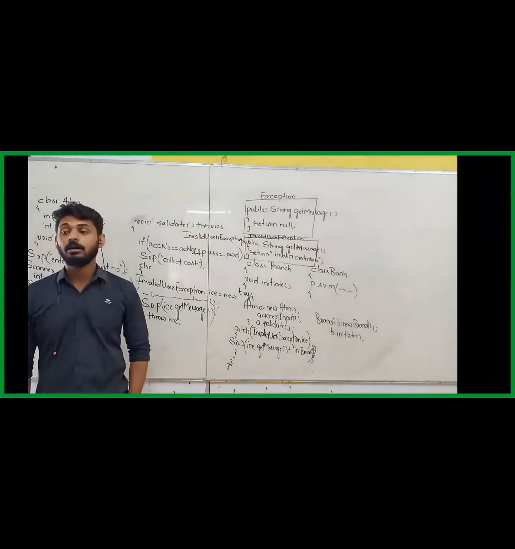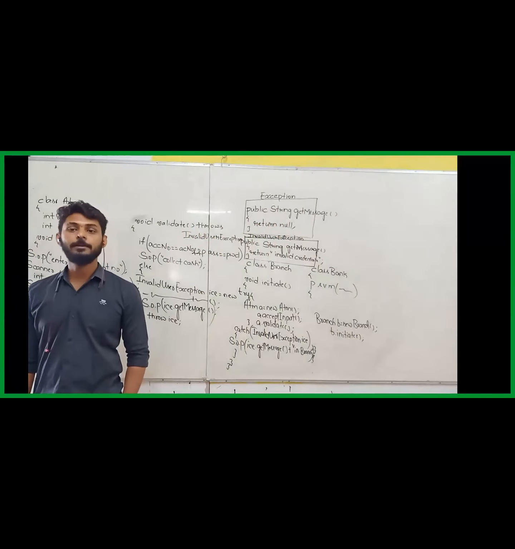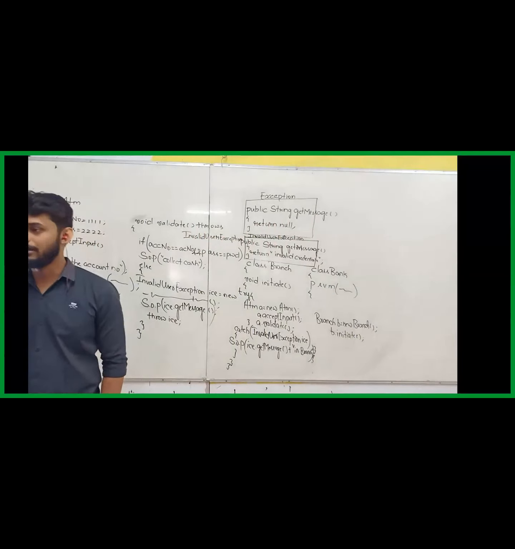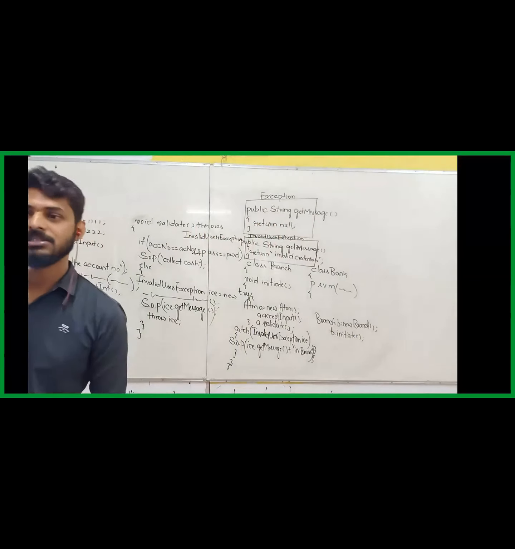So, inside getMessage, what will I write? Return. Whatever message you want, you can write respectively. Return you should write first, because return type is string. Return. Now you give a respective message. You are under 18, so you are not eligible to apply. Getting my point? Next what?